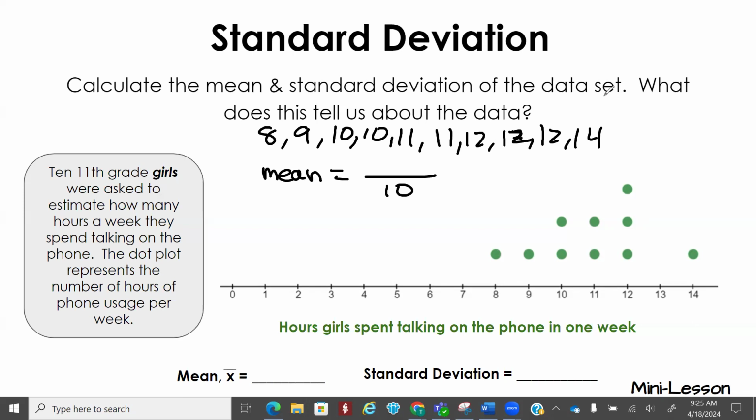10.9. Okay. It should be 10.9. All right. So you should have gotten 109 divided by 10, which is going to give me 10.9. How many numbers there are? Yeah. Okay, you ready for the crazy part? This is where it gets crazy.